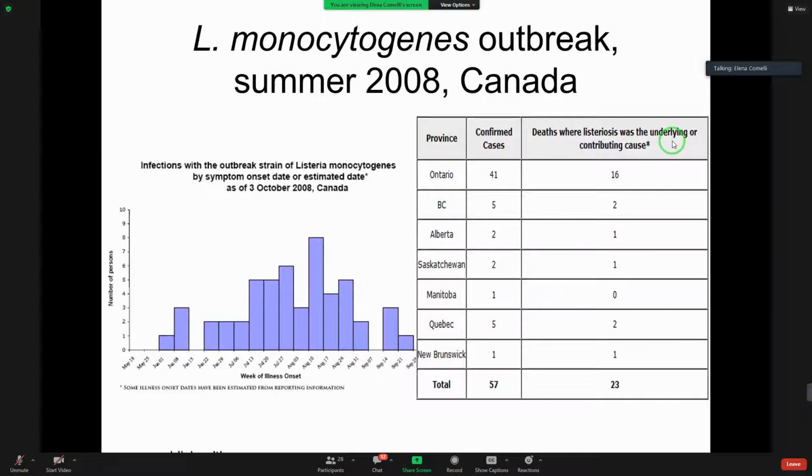These are the numbers. There were 41 confirmed cases in Ontario, but there were confirmed cases across many of the other provinces and 23 deaths in total. And this, I think, was traced back to a deli meat product.